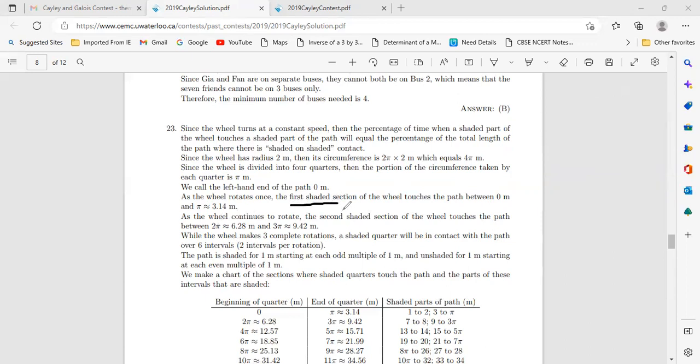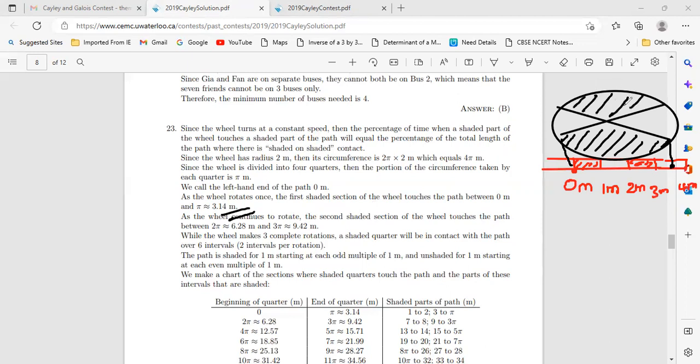So when it continues to rotate, the second shaded section of the wheel, second shaded section means this section, right? What happens? This will go upward and this will come downward, in a clockwise direction. So when the second shaded section of the wheel touches the path, now the starting point is 3.14. Now the circle is here and it will rotate towards 2 pi. Do you understand this part?